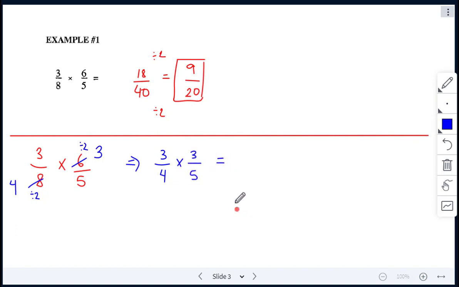All right, last step. Now we're just going to multiply our numerators together. So 3 times 3 is 9. And then we're going to multiply our denominators together. 4 times 5, which is 20. And we end up with the same answer. So 9/20.